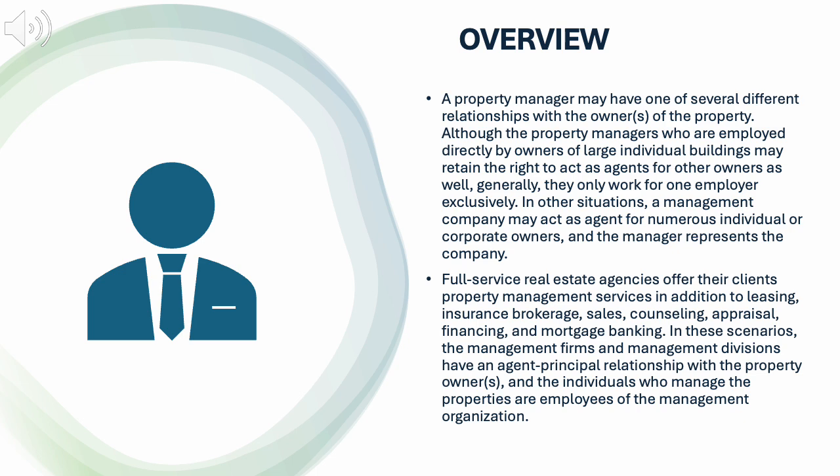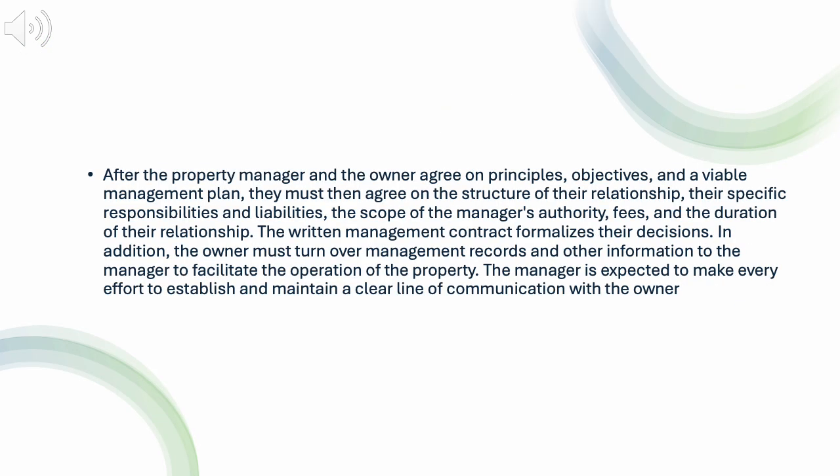In these scenarios, the management firms and management divisions have an agent principal relationship with the property owner, and the individuals who manage the properties are employees of the management organization. After the property manager and the owner agree on principles, objectives, and a viable management plan, they must then agree on the structure of their relationship, their specific responsibilities and liabilities, the scope of the manager's authority, fees, and the duration of their relationship. The written management contract formalizes their decisions.